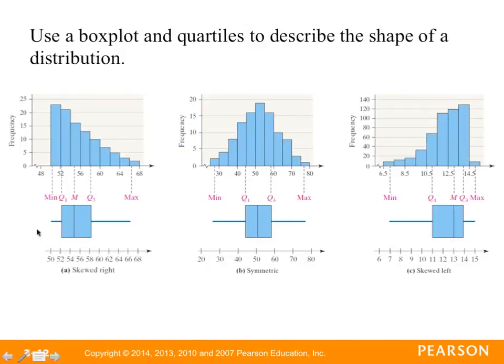So here's an example. We have a minimum, Q1, median, Q3, and maximum. This is an example of a box plot where you can see we have data that's skewed right because it has a really long whisker on the right. This one here actually looks pretty symmetric. Okay, this looks pretty good. And this one over here on the right is actually skewed left because it has a really long whisker on the left.